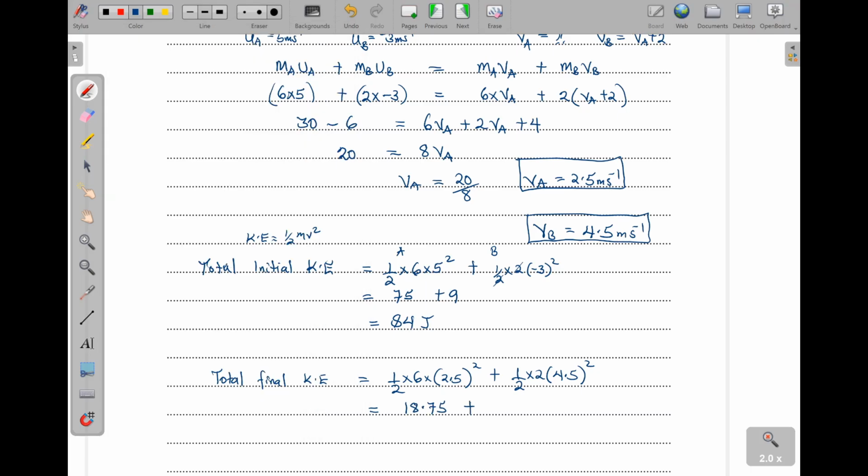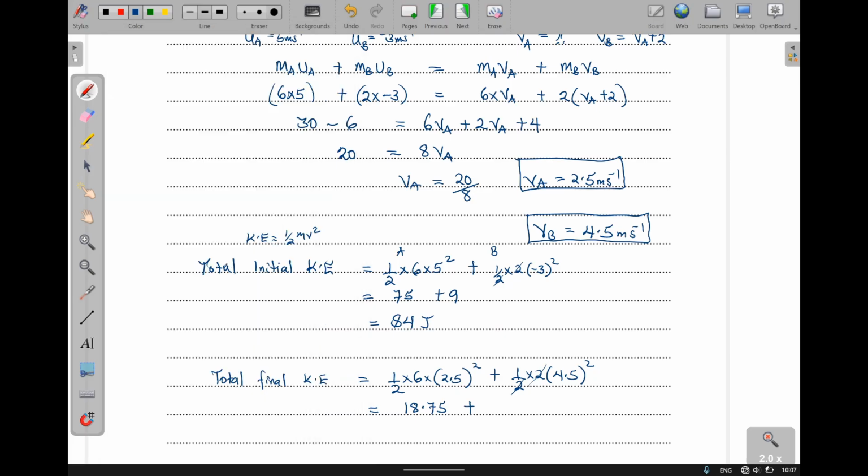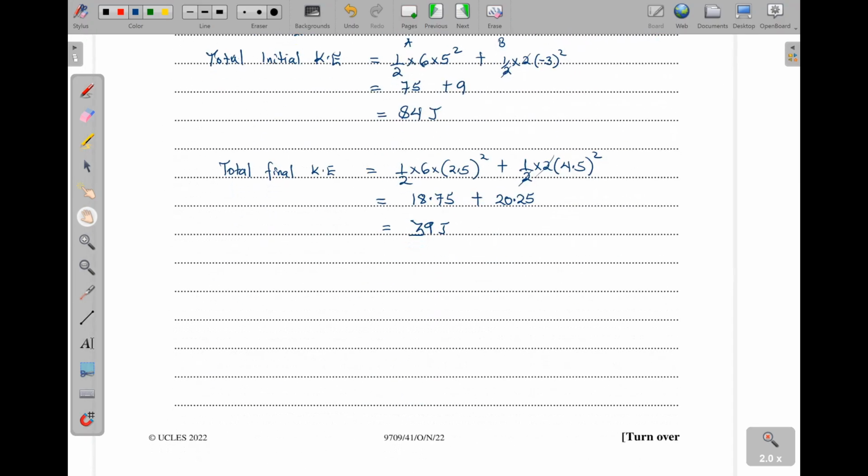So I write 18.75. Then how about this other one here? Automatically this will go. So 4.5 squared, what does it give us? 4.5 squared, we get 20.25. So 20.25, when we add here, it will actually be 39 joules. Now, the loss in kinetic energy is going to be the initial, which is 84, minus the final, which is 39, and we get our answer as 45 joules.